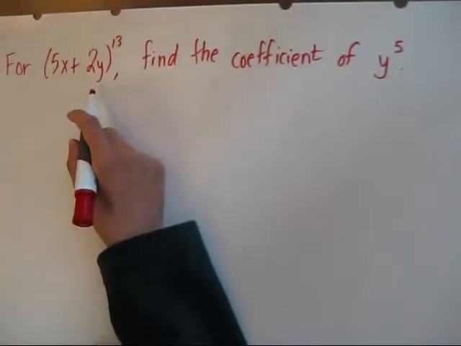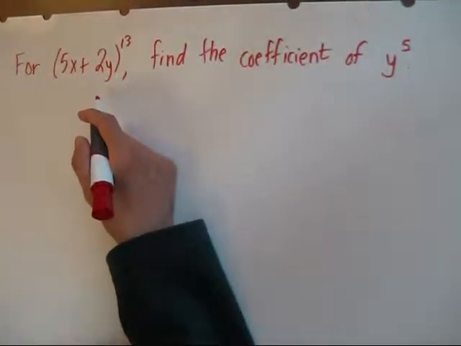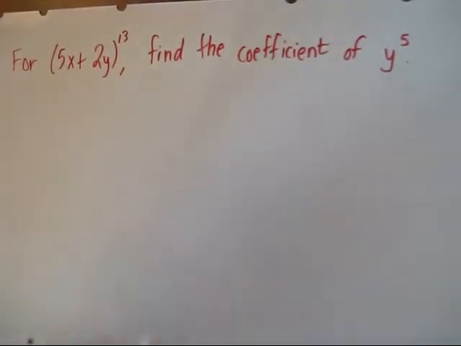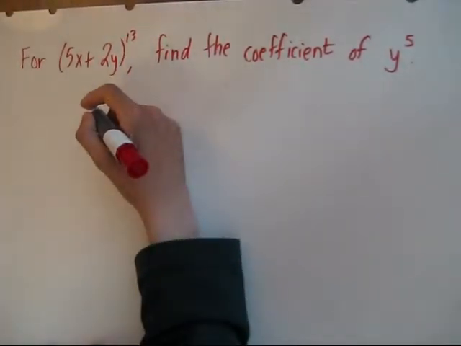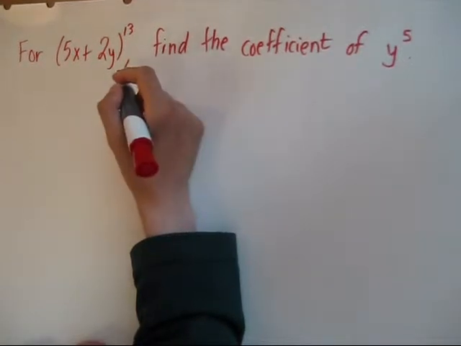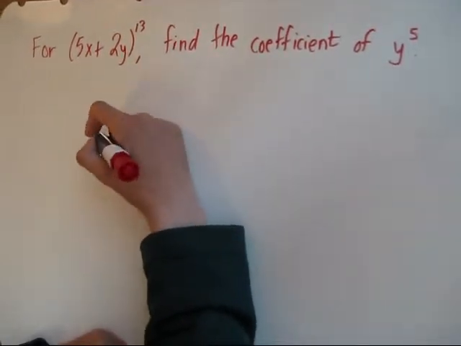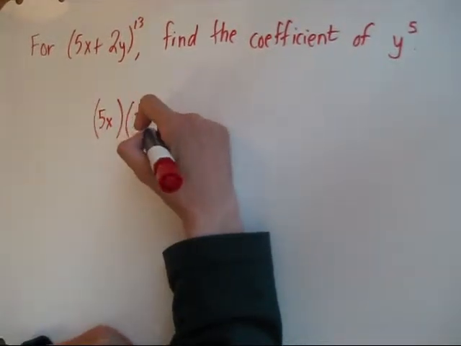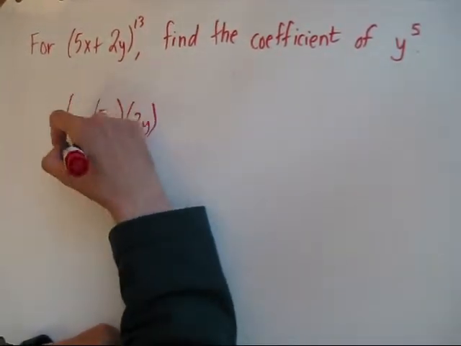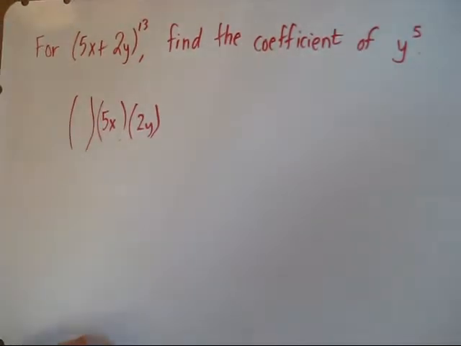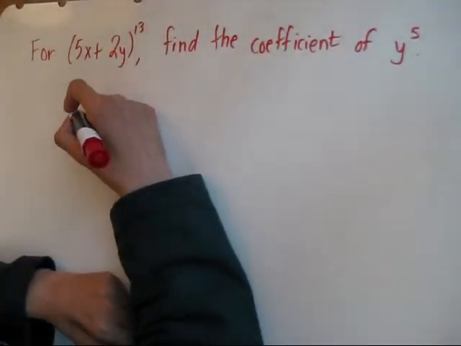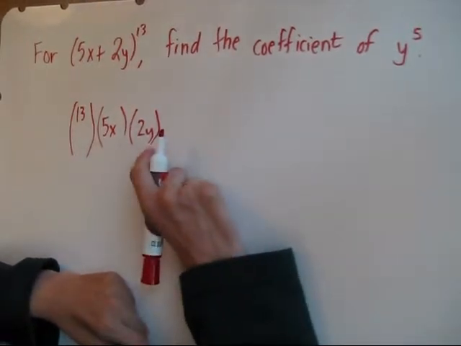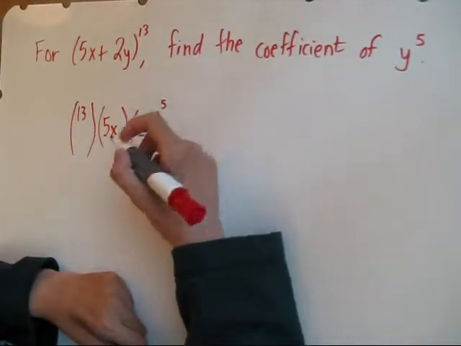We have 5x plus 2y, that quantity to the 13th power, and we want to find the coefficient of y to the 5th. Well, the binomial theorem tells us that we're going to have 5x to some power, 2y to some power, and something choose something. And this top number here will be a 13. Well, we want y to the 5th, so this 2y has to be to the 5th power.